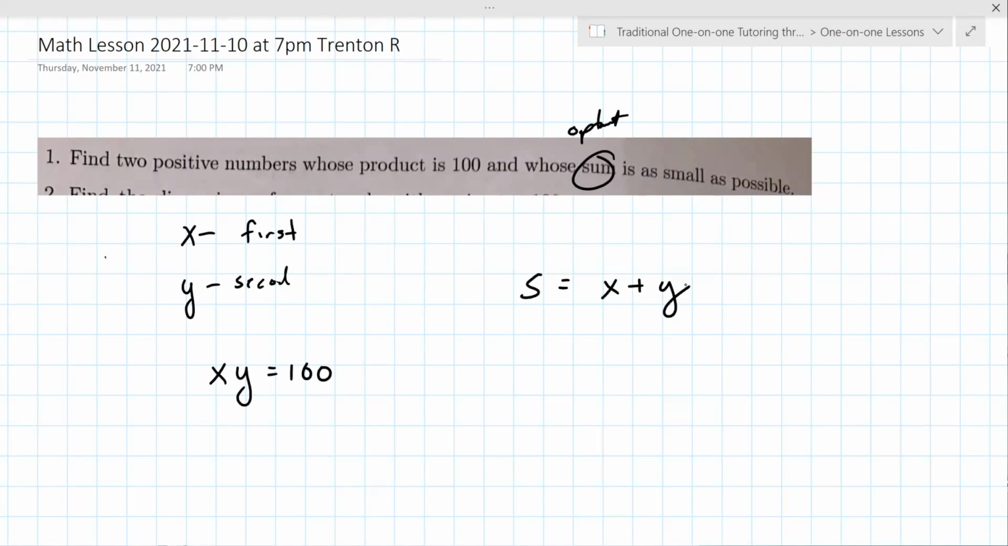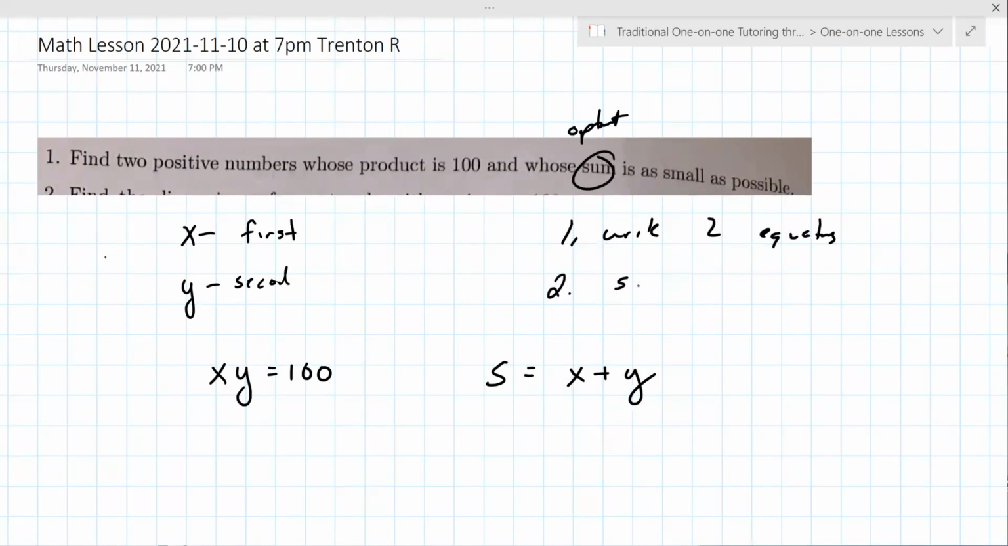This is the standard setup: you get two equations. One of them has the two variables you care about on a number. The other one is the thing you're trying to optimize. So in general, your strategy here is to write two equations.